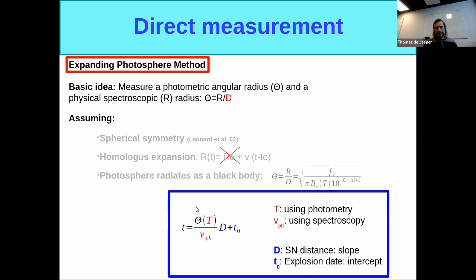And finally, you obtain this equation where you have theta over V equal to (t plus t0) over D. So if you plot theta over V versus the time, the slope of this figure will be the inverse of the distance, and the intercept t0 will be the time of the explosion. And for the temperature, you can obtain it using the photometry. Using the color of the supernova, you can measure the temperature. And the velocity, as I showed you previously, you can measure using spectroscopy, with the iron lines or the H beta line.